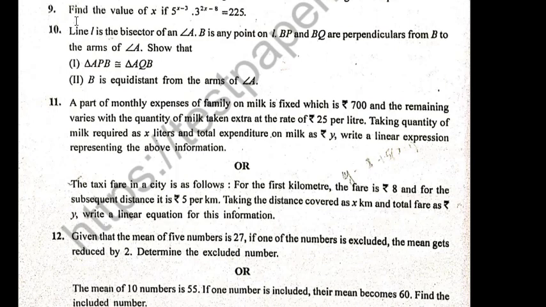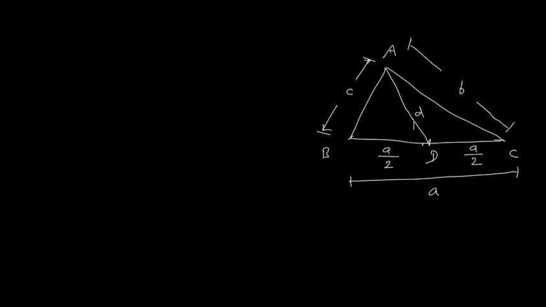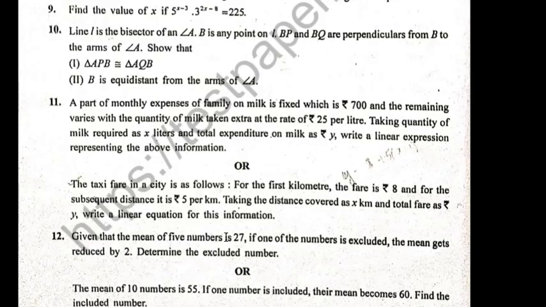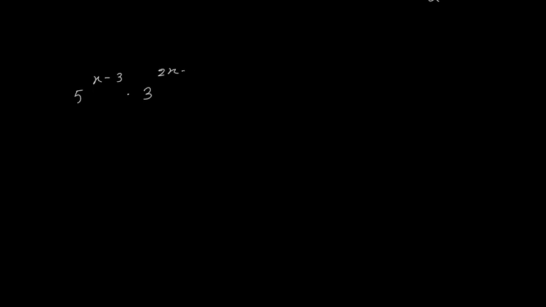Find the value of x if 5 power (x minus 3) into 3 power (2x minus 8) is 225. So 5 power (x minus 3) into 3 power (2x minus 8) is equal to 225. We have to find the value of x. What will be the value of x?